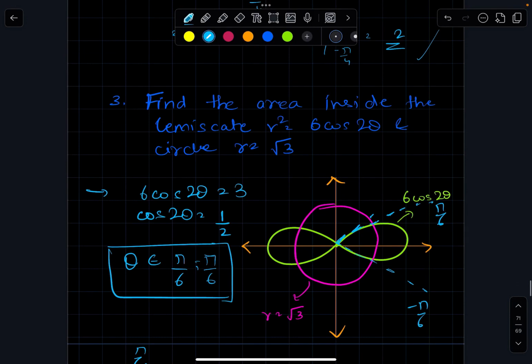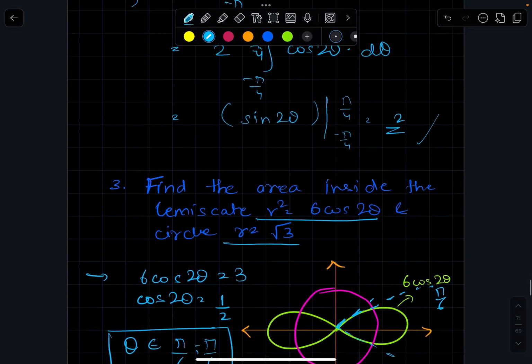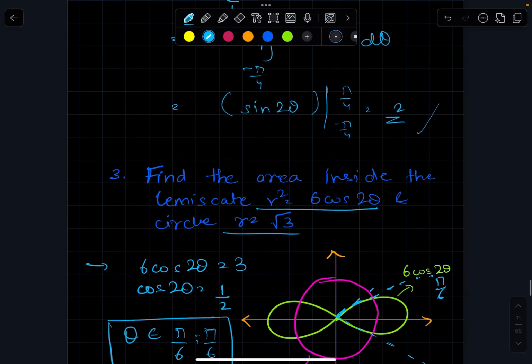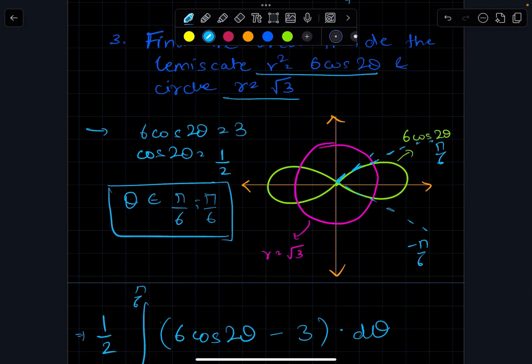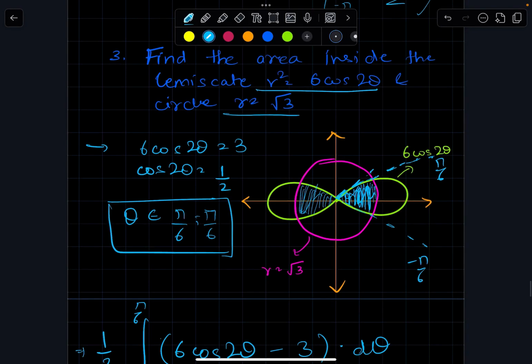Okay, final question. Find the area inside the lemniscate r squared is equal to 6 cos 2 theta and the circle r is equal to root 3. So solve the question. Okay. So this is the figure. I need to find the area inside the lemniscate, that's this area right here, and the circle r is equal to root 3. So we need to find this area, and then we would need to double it to get the total area. So the limits are going to be from minus pi by 6 to pi by 6 this time.